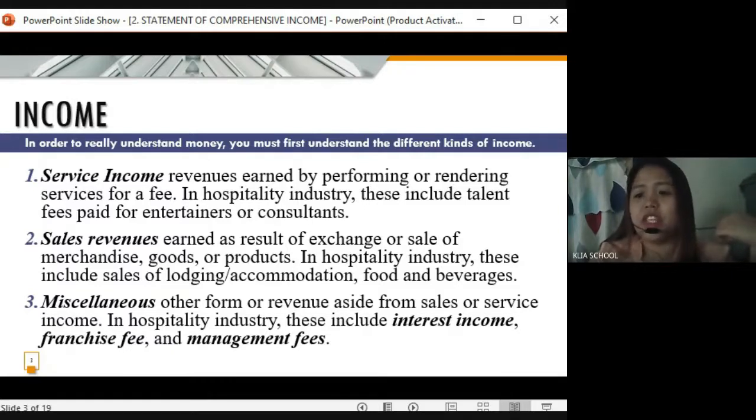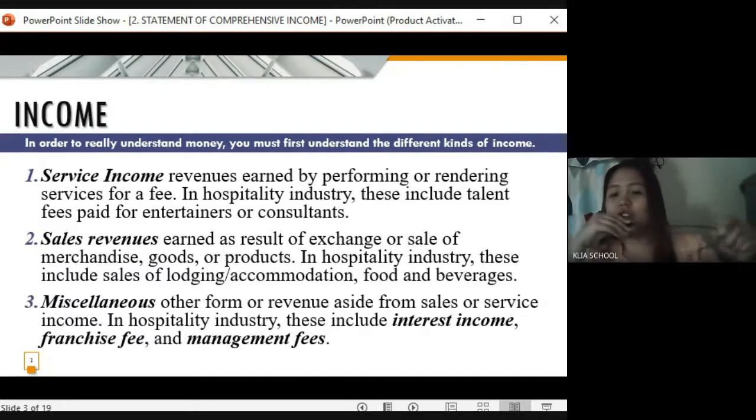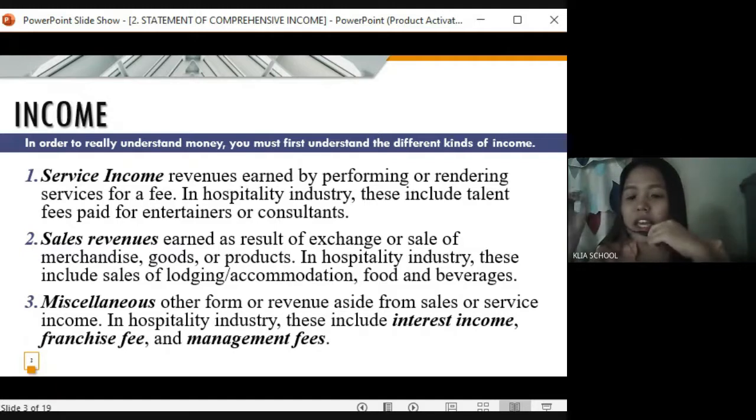For example, the institution themselves. Anong ginagawa kapag nag-i-include ng mass or nagko-conduct ng mass? 'Di ba? May pinapaabot. Okay? That is also a kind of service income. Why? Because their talent or their entitlement as a professional, yun ang binabayaran sa kanila.